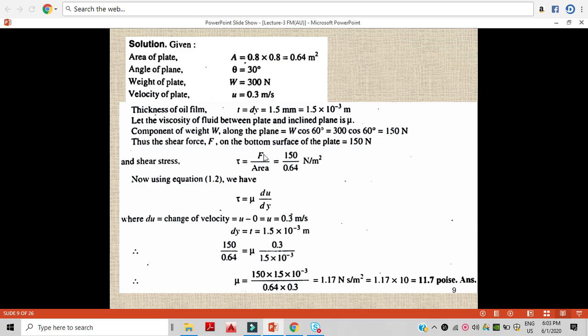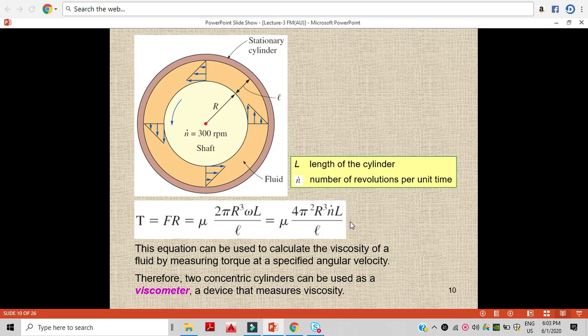So from here we calculated the shear stress, 150 over 0.64, which is the area of the plate acting on it. So we got the shear stress. We put the shear stress here and all the values are known. So we end up with the dynamic viscosity of 11.7 poise, or 1.17 Newton second per meter square.